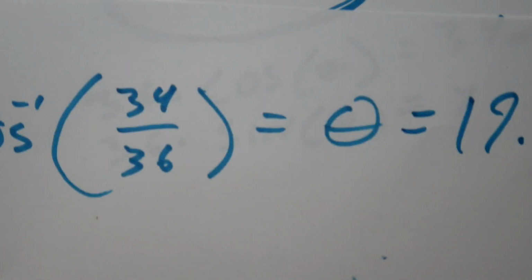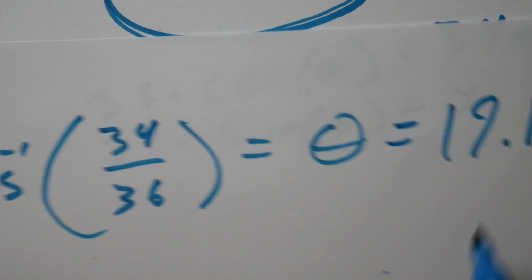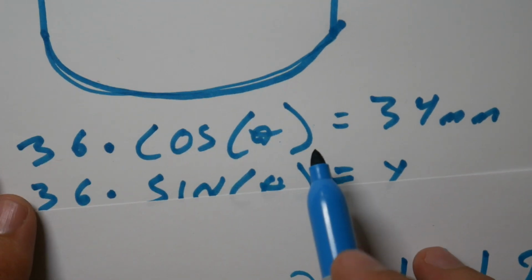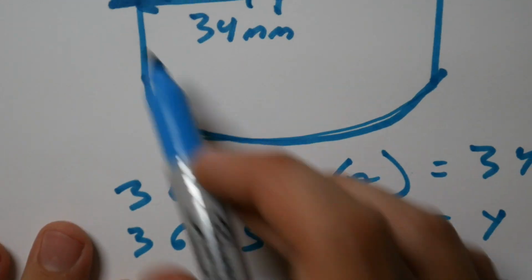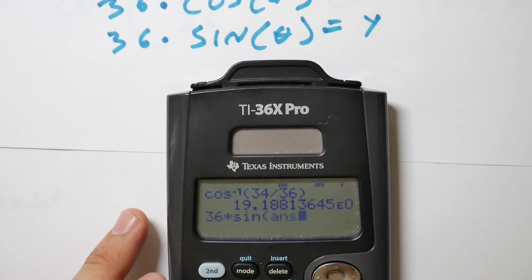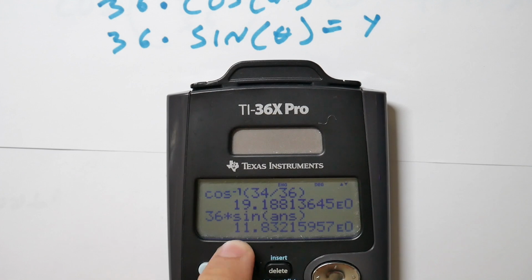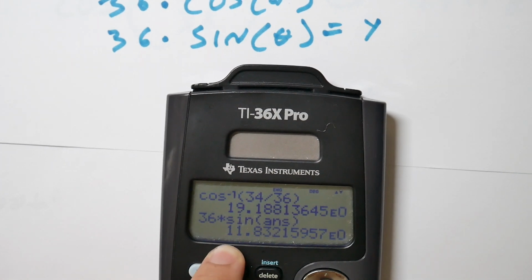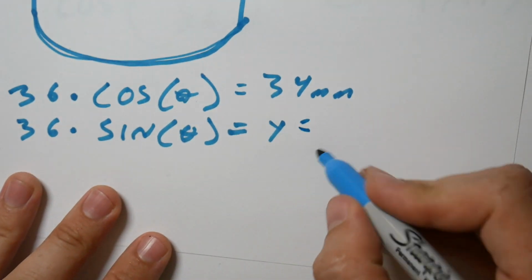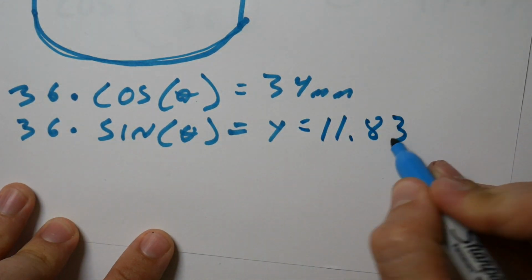19.19 degrees. Okay, cool. Now we'll take that and plug it into the second line to calculate that y. So we go 36 times the sine, and we'll just grab the answer from the previous line, and then we get a dimension of 11.83. So we got it.